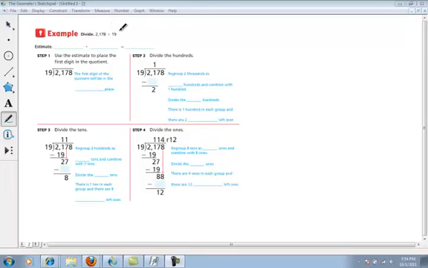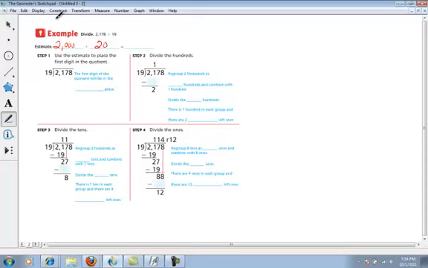2,178 divided by 19. Now, to decide where to place the first digit, we need to estimate. And so I'm going to first estimate my divisor, 19, which is pretty close to 20. So I can estimate this as this 2,178. I could estimate that to be 1,000.